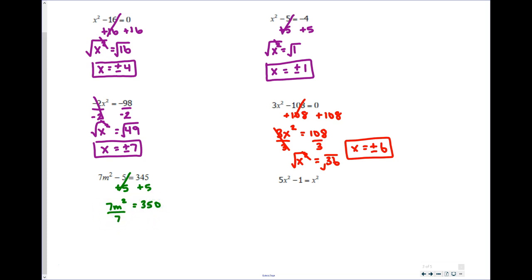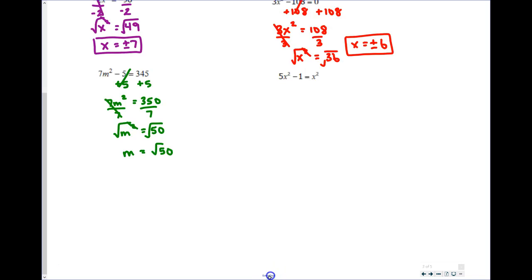When I divide both sides by 7, I get m squared equals 50. Now, when I take the square root of both sides, 50 is not a perfect square, so I end up getting m equals the square root of 50. Now, this is where our last learning target comes into play, right? You have to reduce this square root of 50. You can't leave it this way.